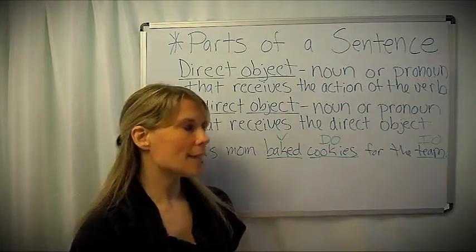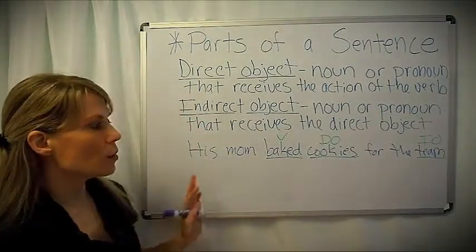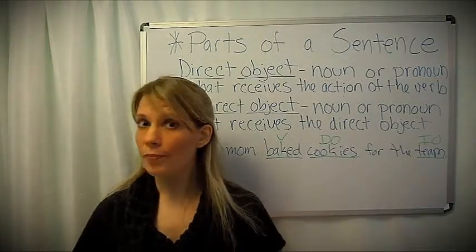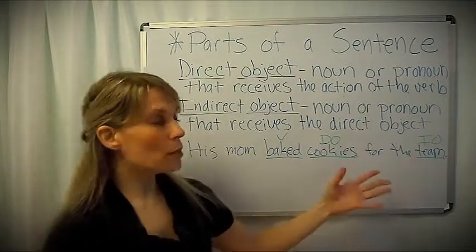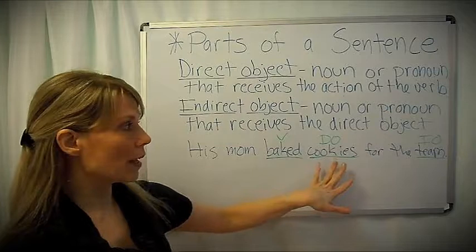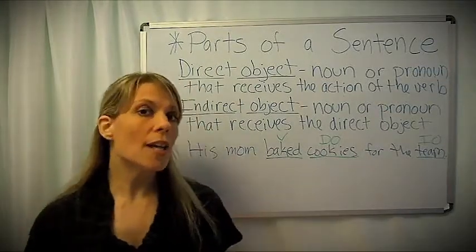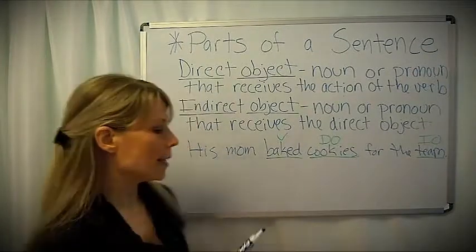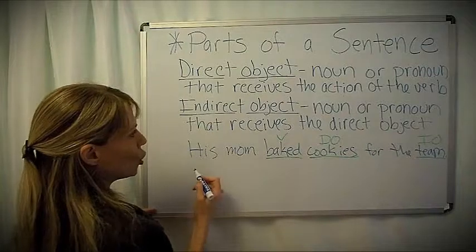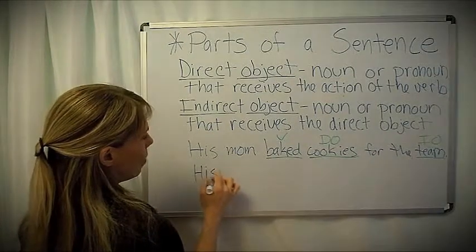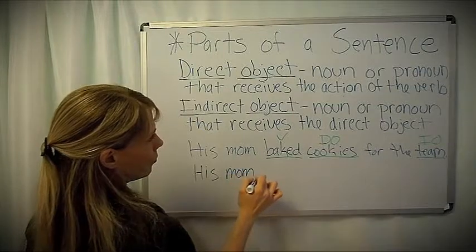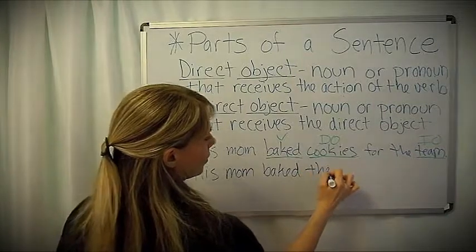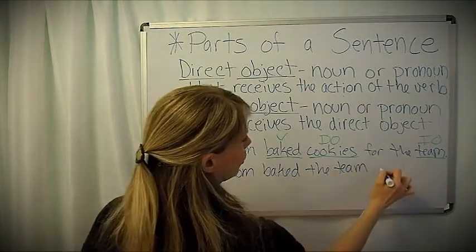Now what happens a lot of times, it gets tricky identifying indirect object sometimes because of the way the sentence is presented. In this sentence, it's pretty clear. It's somewhat easy to pick out the direct and indirect object. But a lot of times where people get confused is when things are switched around a little bit, like this. If I change this sentence to his mom baked the team cookies.